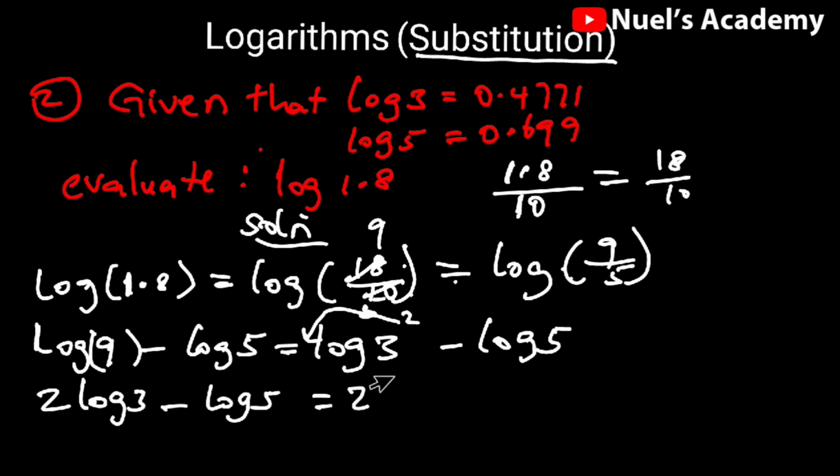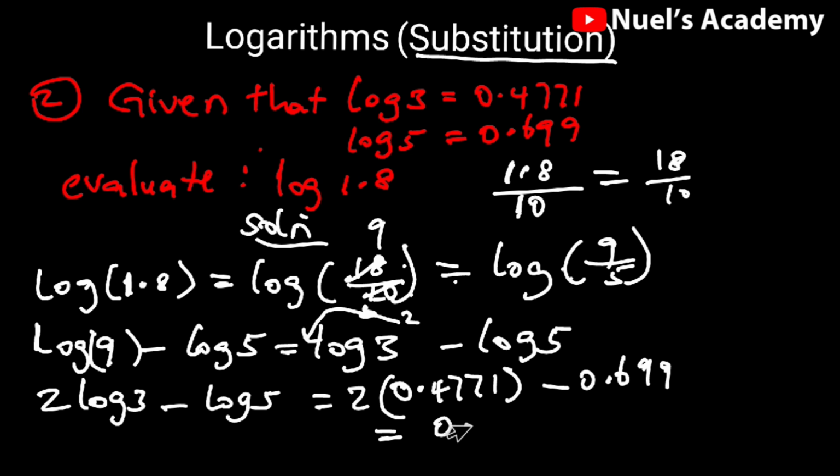So let's go ahead and substitute log 3 with 0.4771 and then log 5 with 0.699. So this becomes 2 into, we're given that log 3 is 0.4771, then minus log 5 which is 0.699. And so when you put this in your calculator, you are going to get 0.2552, and so this is our final answer. Now if you check, you see that log 1.8 is close to this in your calculator, so this is an approximation of the actual number, but it's still the correct answer.